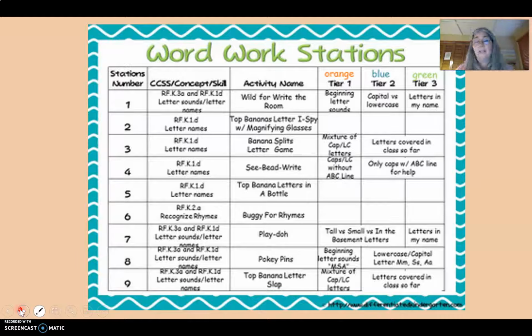Here's another way of doing it. So this is for an English language arts class. And you can see again, orange, blue, and green. And you can see at each station, they do slightly different things.